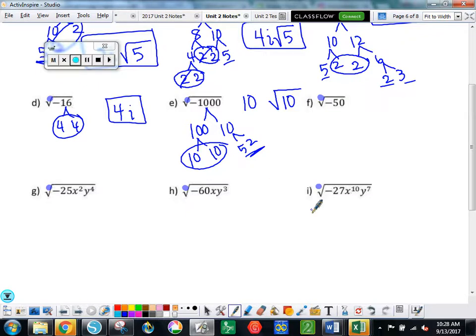And how do I finish this off? Just don't forget that this is an imaginary solution, so imaginary answer. Okay, try F, all on your own. F is even more out.